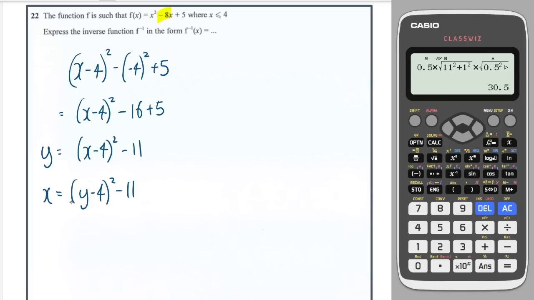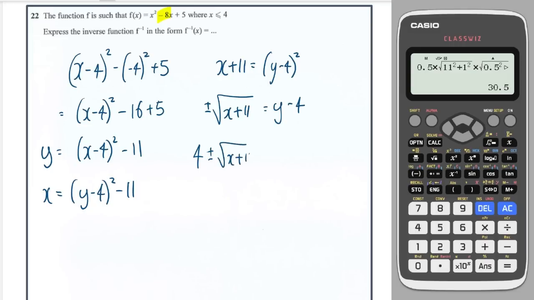And then I proceed to make y the subject. So I add 11 to both sides, I square root, and I will get a plus and minus, and then I add 4 to the other side, so I get this is equal to y.